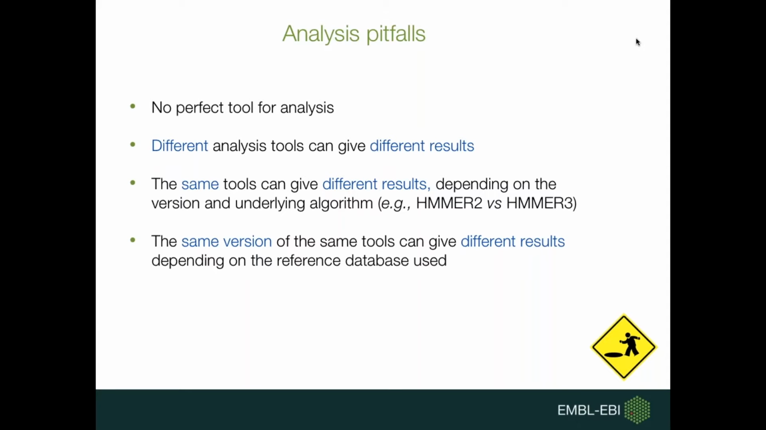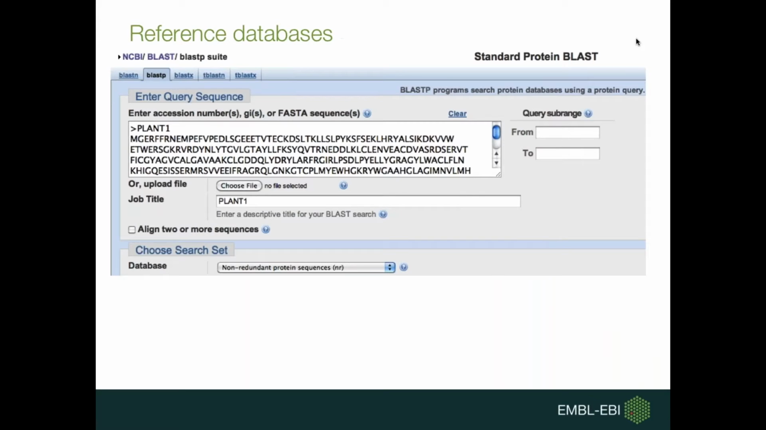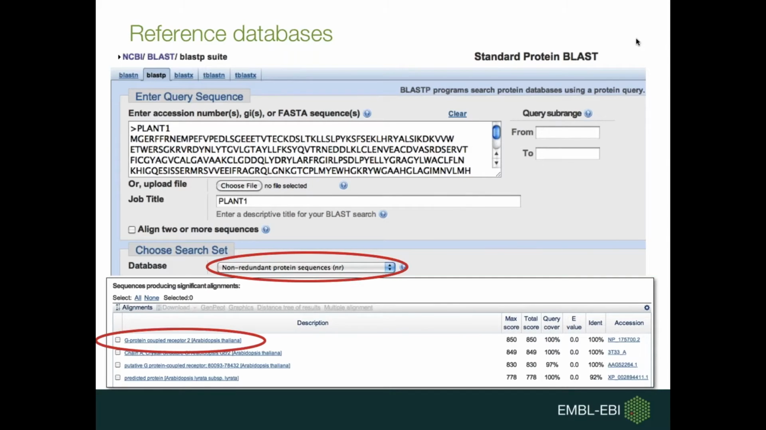Also, you might find that the same version of the same tools can give you different results depending on the reference database. To give an example of this, I'm assuming everybody's familiar with BLAST. This is NCBI protein BLAST. We go there with our sequence we've pulled out of the plant. We choose the NR database at NCBI. We press search. We get back a set of hits. Our top hit is G protein coupled receptor from mouse-eared cress. We have an E value of 0, an identity of 100%. So we can be pretty sure that our query sequence has a very similar function to that, right?